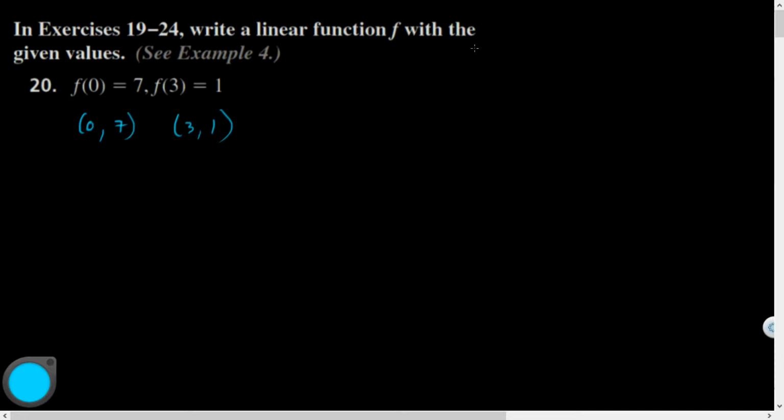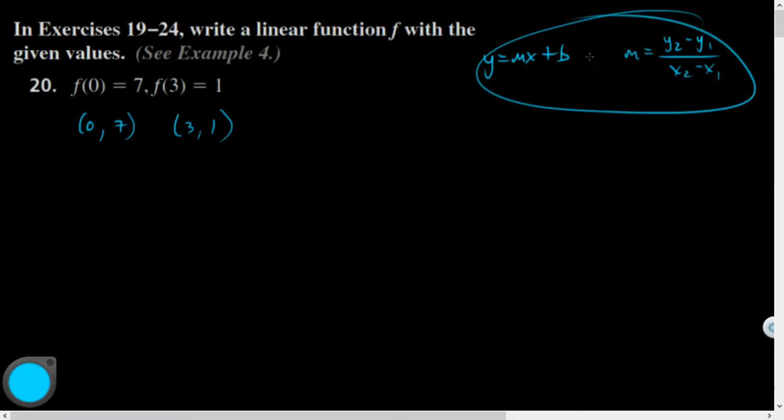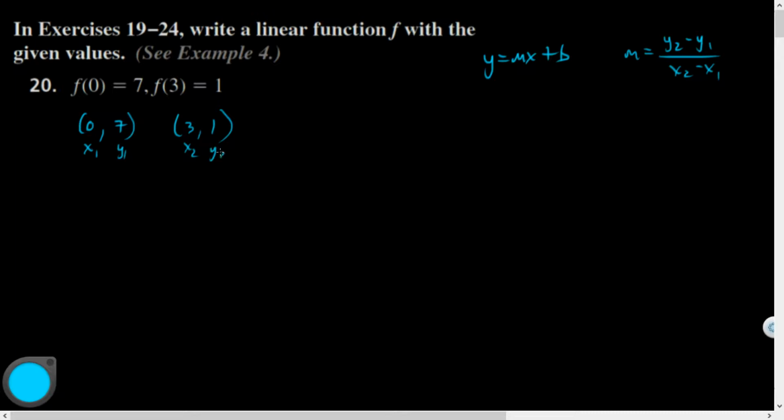Now, in order to figure this out, I've got to write the equation in slope-intercept form. y equals mx plus b. So that's one of the things I'll need. I'll also need the slope formula, y2 minus y1 over x2 minus x1. These are things you've got to memorize. It's going to be good. So let's label this x1, y1 and x2, y2.